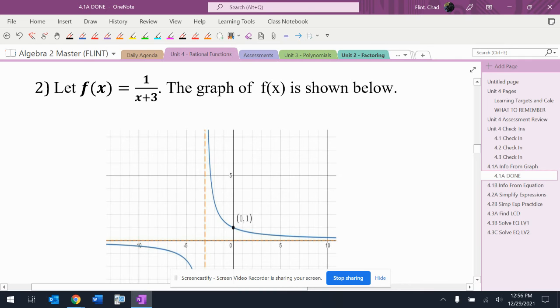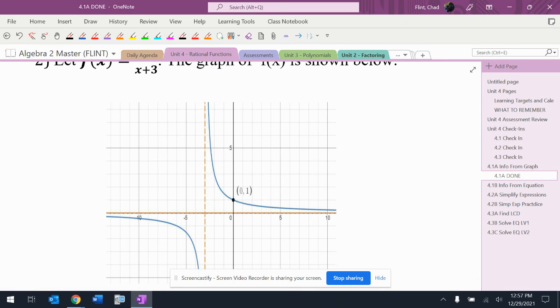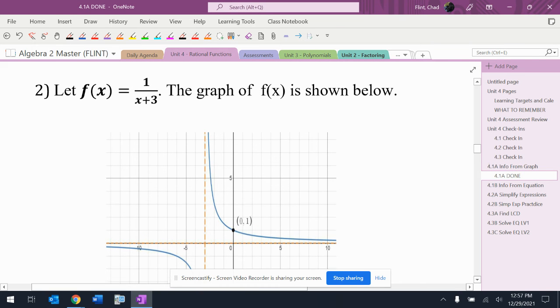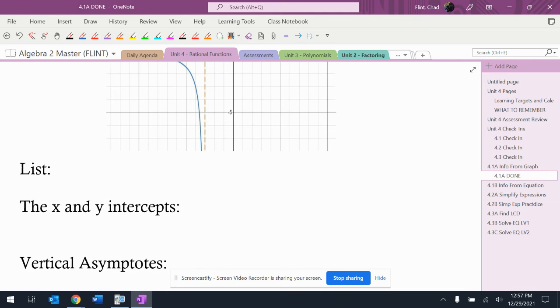All right, so we have a graph here, and you could put this in your calculator. Actually, I'm going to open my calculator and do that towards the end because I want to show you what might happen at your asymptotes. But I've got a fraction right there. It has an x in the denominator, so it's definitely a rational function. And then it says list x and y intercepts.